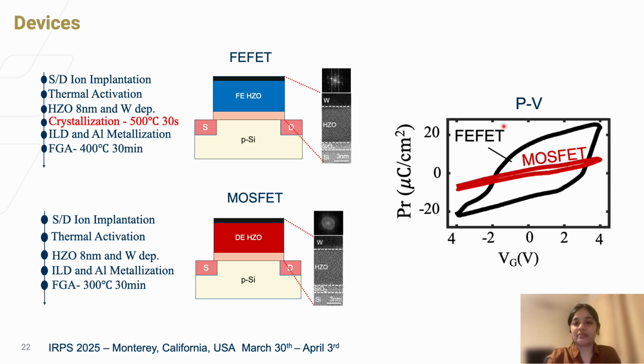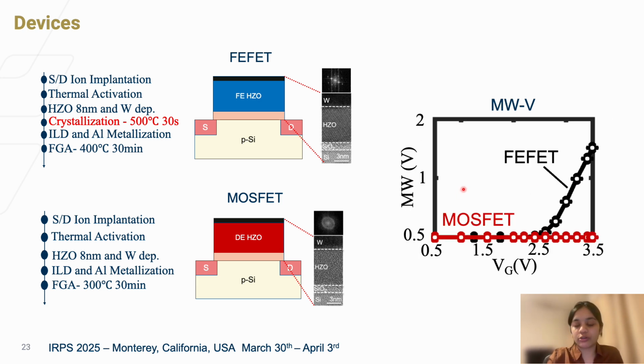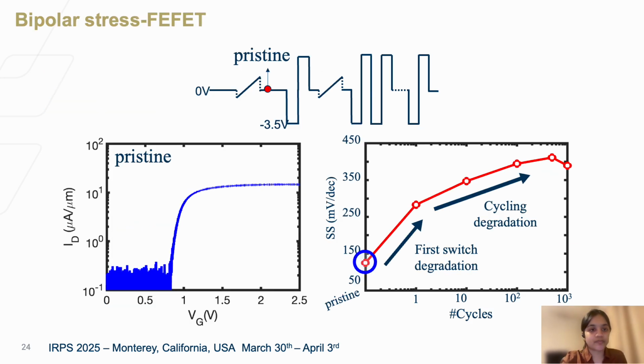Now, if we look at the PV loops, that's the polarization versus voltage curves, we clearly see that the FEFET has a polarization loop and the MOSFET has a dielectric response. And if we look at the memory window versus voltage curves, we see that the FEFET has a voltage-dependent memory window, and at 3.5 volts we see about a 1.5 volt memory window, while the MOSFET shows zero memory window for all write voltages. So now these are the devices that we have. Now let's get into the experimental details.